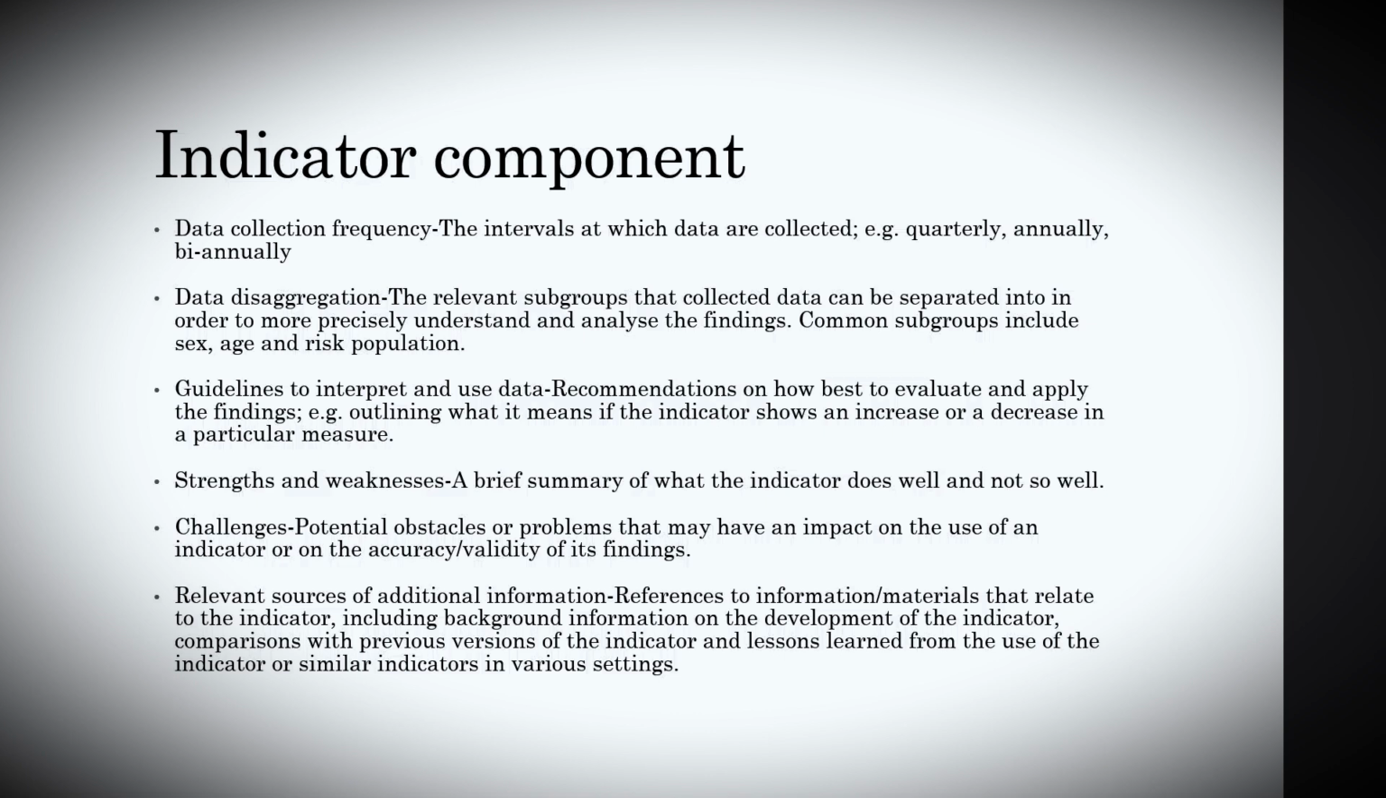An indicator must have data disaggregation. These are the relevant subgroups that the collected data can be separated into so that it becomes more precise, can be understood, and the data can be analyzed and the findings noted. Common data disaggregation is sex, either male or female, age, and the risk population, such as whether the population is IDP, returnees, host community, refugees, etc.